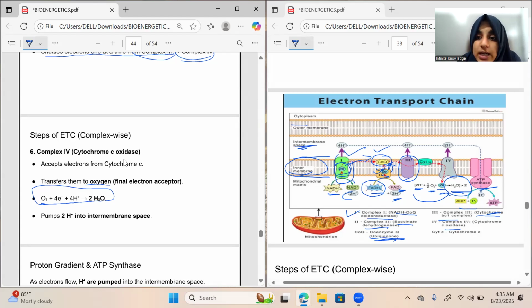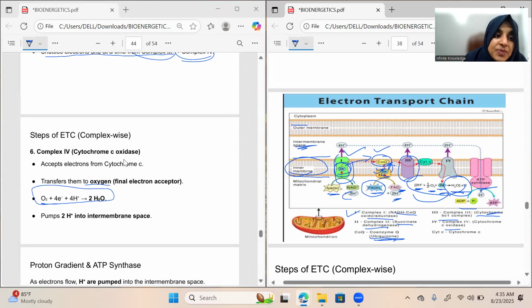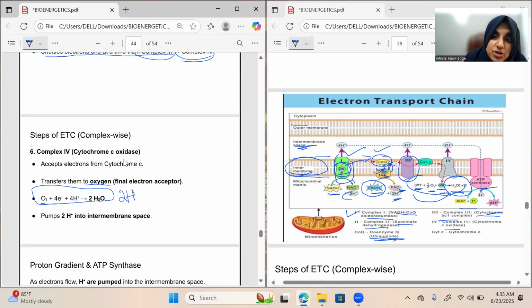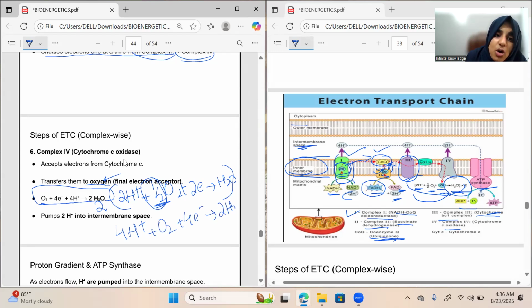The reaction in this picture is written differently. It is written as 2 hydrogen positive plus half oxygen plus 2 electrons produces H2O, right? What they have written over here in theory is that they have multiplied this whole equation by 2 so that we can cancel out the half and it becomes 1. So 4H positive plus oxygen plus 4 electrons produces 2 molecules of water. We can also write the equation like this.